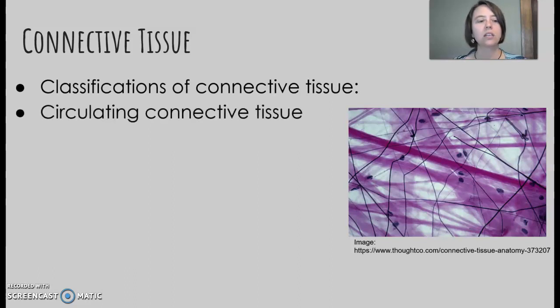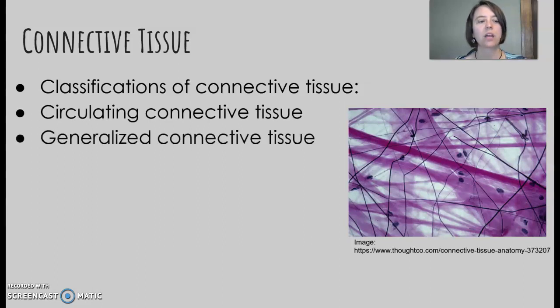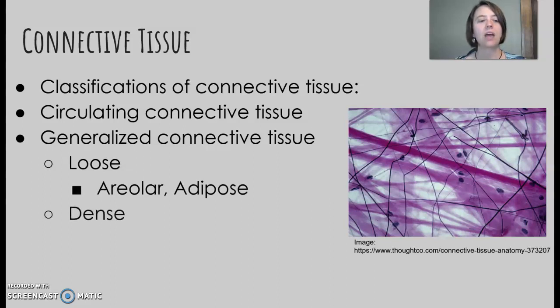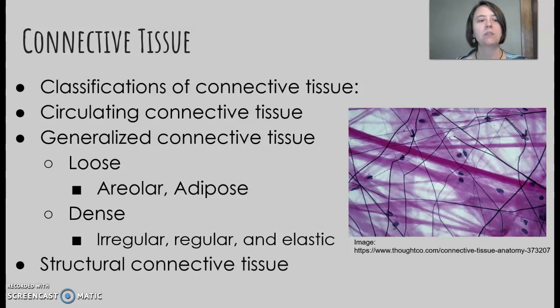So first one is circulating connective tissue, which we'll talk about. Then we have generalized connective tissue, and there are a couple of different subgroups, loose and dense. And then loose, there's two subgroups there, areolar and adipose. And then dense has three subgroups, irregular, regular, and elastic. And then the third main type of connective tissue is structural connective tissue.